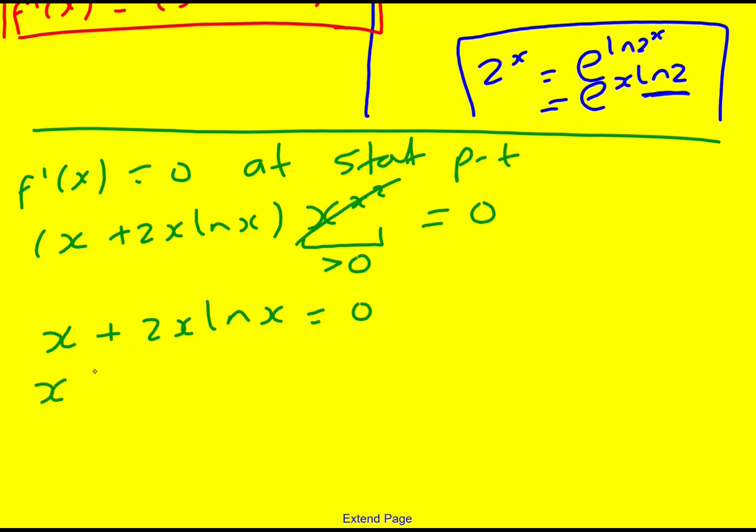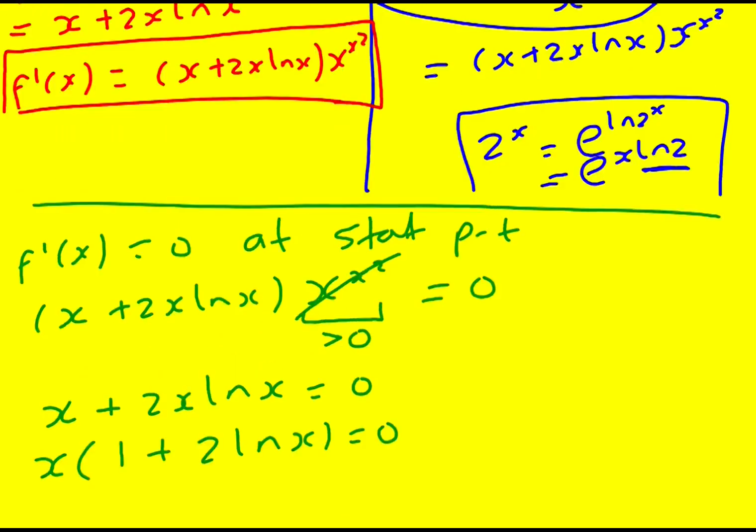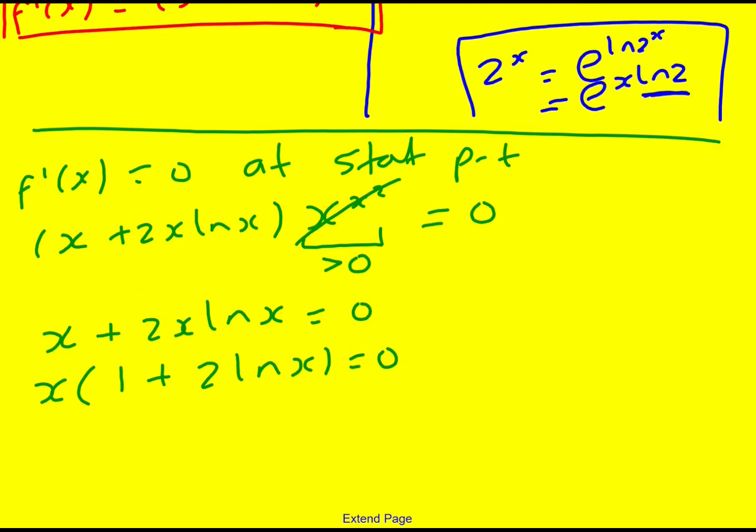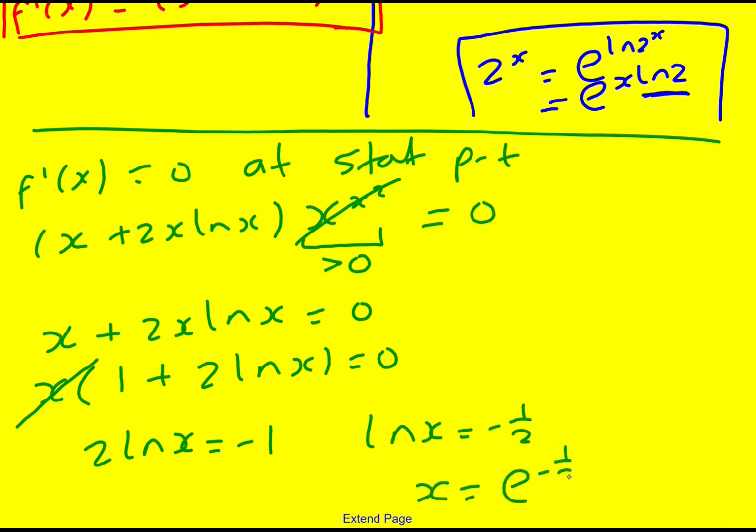We're going to factorize out the x. So x times 1 plus 2 ln x equals 0. And normally I'd get a solution x equals 0, but two things. First of all, we're told that x is greater than 0. And secondly, ln of 0 is not defined. So we would have rejected it anyway. So I can just cancel it out, and I'm left with 2 ln x equals minus 1. ln x equals minus a half, and therefore x is equal to e to the minus a half.